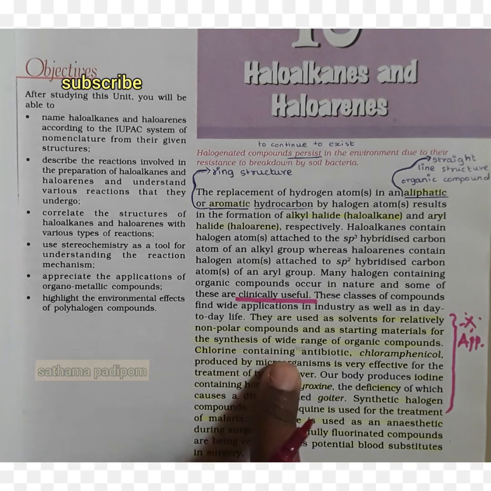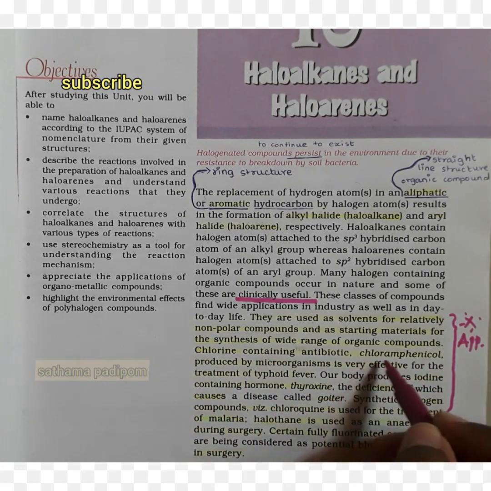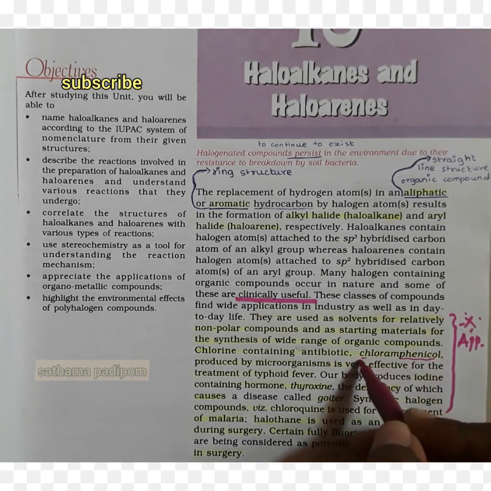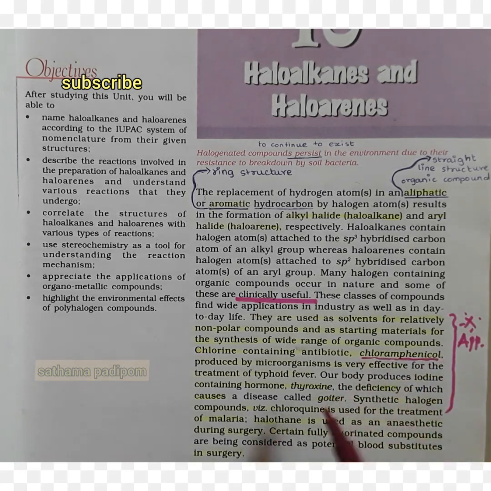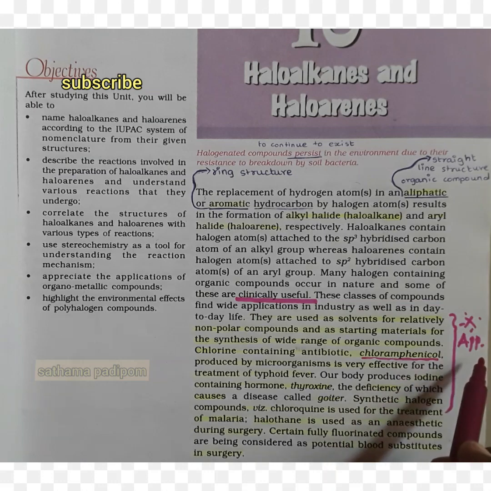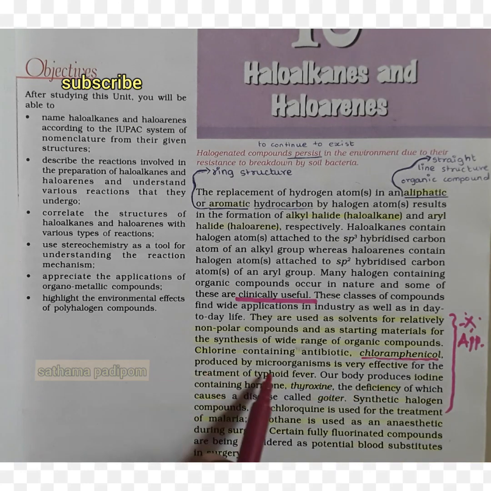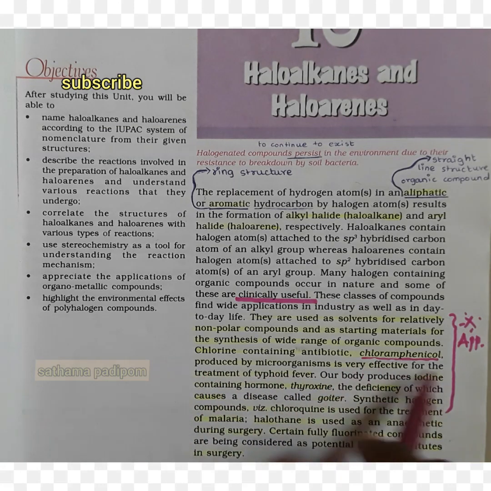Next, chlorine containing antibiotic. Here they have given chloramphenicol. Look at that, chloramphenicol. If you see, a chlorine group is there, a phenyl group is there, an alcohol group is there. Phenicol ends with OL, it's alcohol, phenyl, and next the chlorine group. It is produced by microorganisms and is very effective for the treatment of typhoid fever.